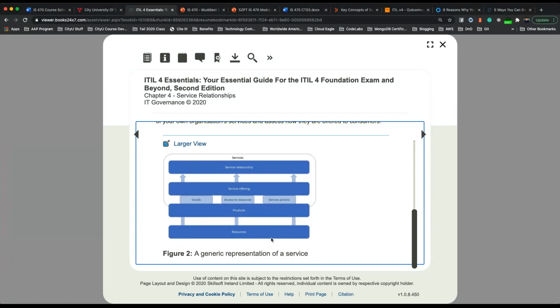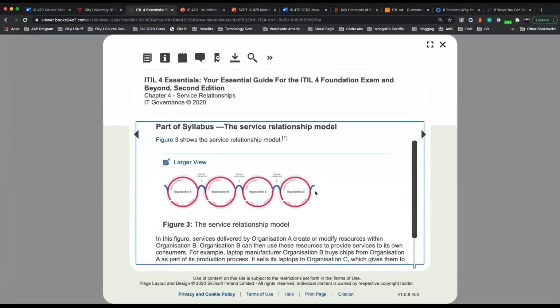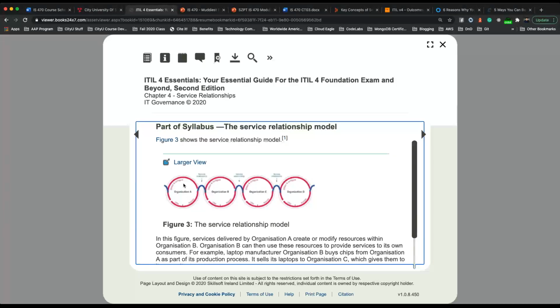So in this picture, you would see the resources, products, and you have three types of products: the goods, access to resource, and service action, and they are the service offering. And they basically would build a service relationship. This image would just show, I don't need to zoom in, that every circle is an organization, and every curved blue line means that they have a relationship.